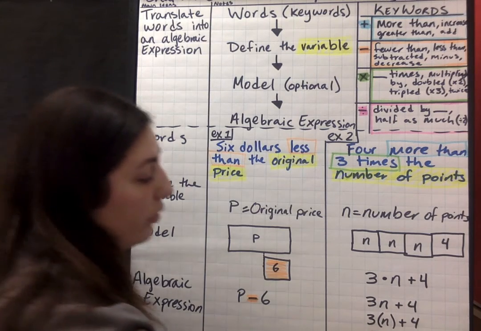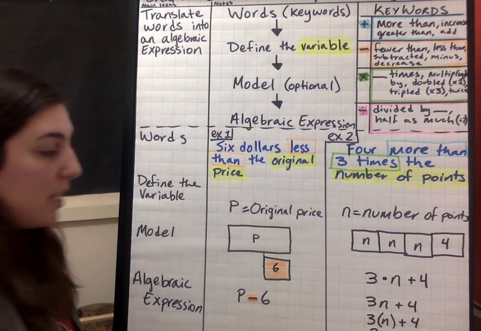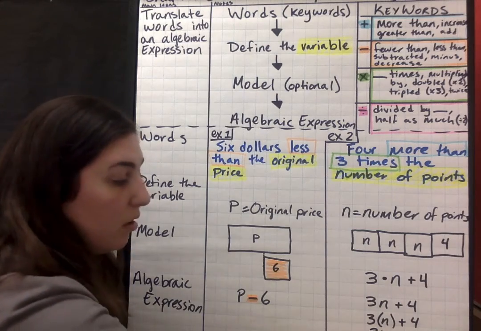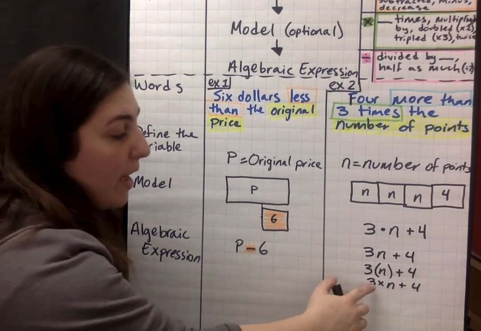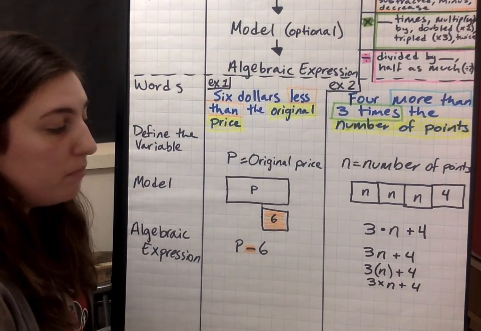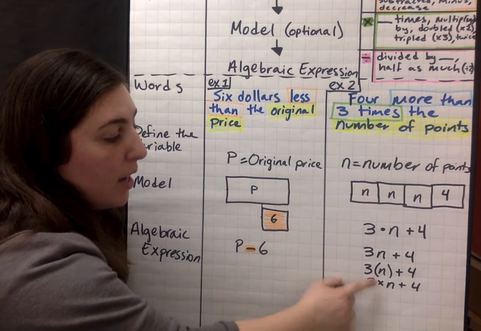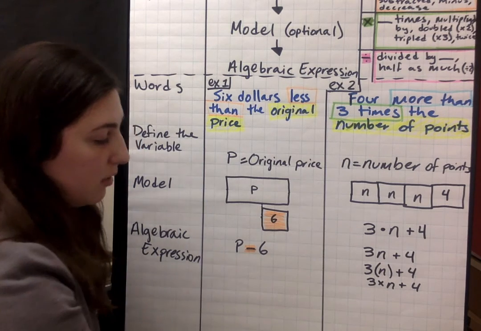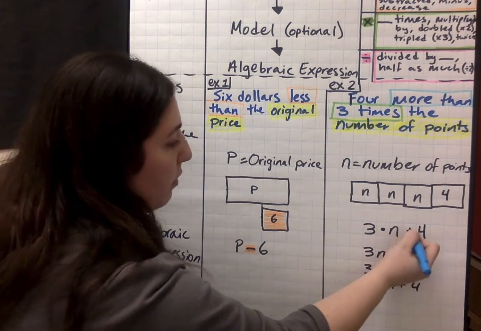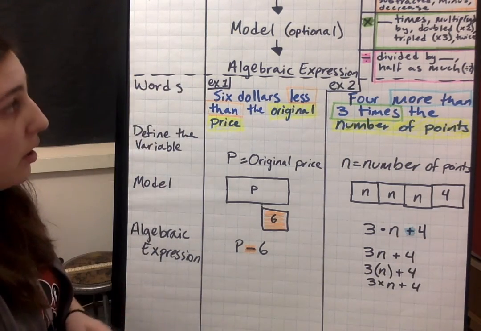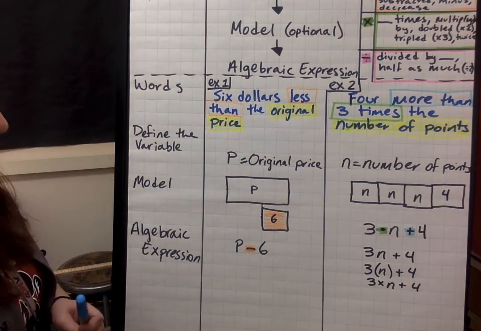Okay. You could also show 3 times n with the times sign. But remember that this looks a lot like an x. And so when we are using algebra now, we use like the letter x as a variable. So we want to stay away from writing this to show that we're multiplying. Instead, we either want to write this, this, or this. Okay, so here we were adding 4 more and then multiplying 3 times the number of points.